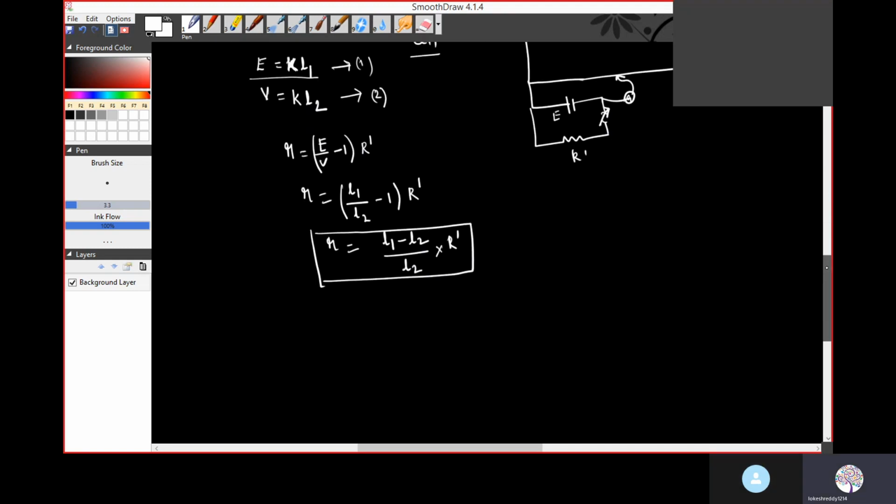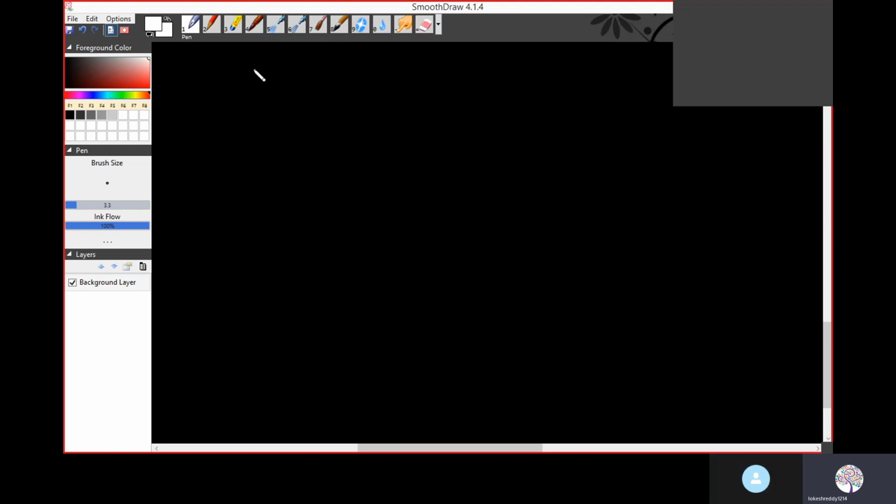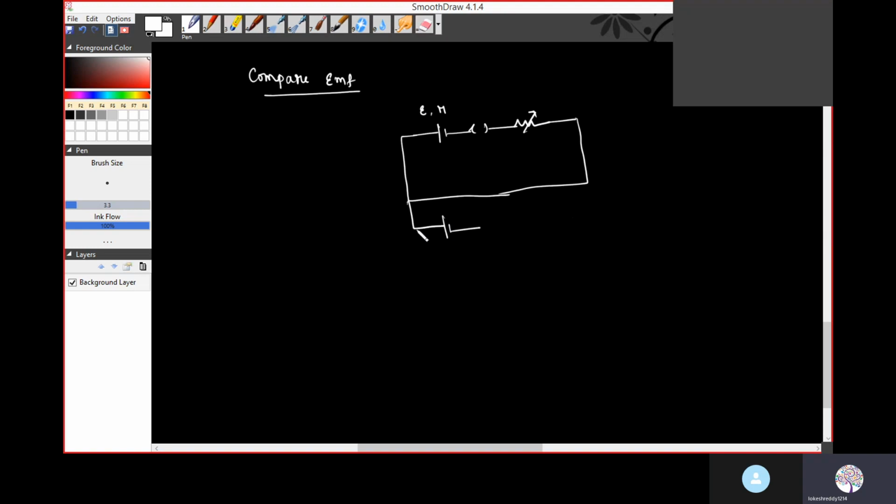Now you just see how to compare EMFs using this. How will you compare them? Basically you have one cell, EMF E, internal resistance r, with a key and a rheostat, and this forms the primary circuit. In the secondary circuit, you take one cell and another cell, and connect a galvanometer to a jockey. Let us take these as E1 and E2. First you connect it to E1.